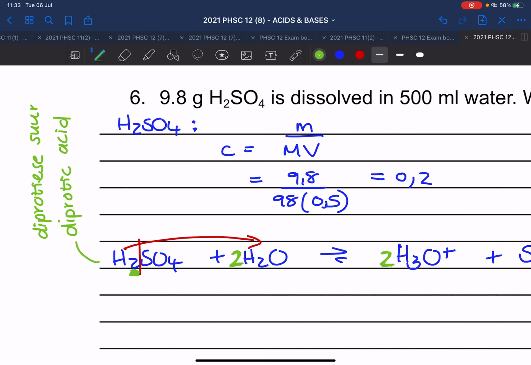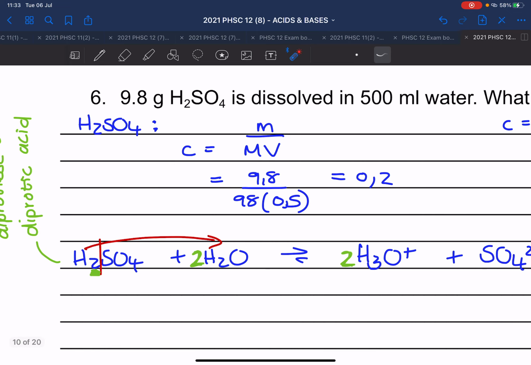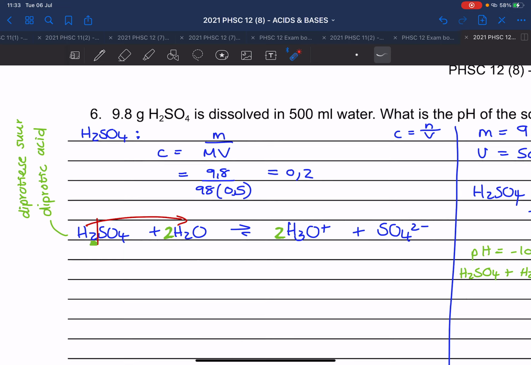Two. So, you can see it can give away two protons. A hydrogen is considered a proton. Diprotic acid, it can give away two protons, two hydrogens. So, if you see a two there, then you know it will need two waters to produce two hydroniums.